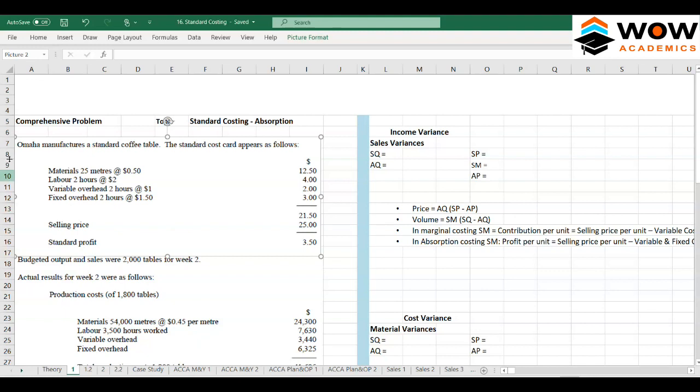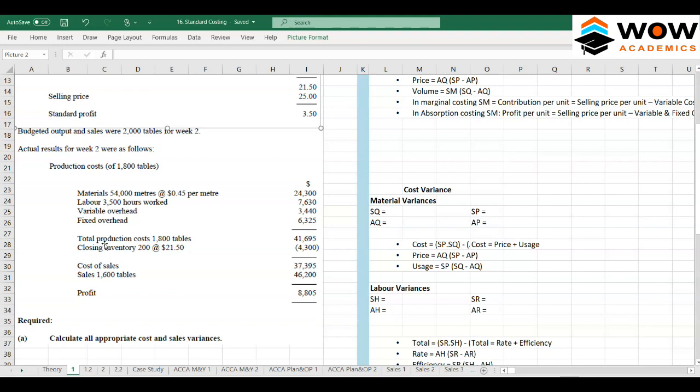So if you see here, we'll read the question. Omaha manufactures a standard coffee table. The standard cost card appears as follows. Look here, the standard cost card means it's a standard cost. Material is 25 meters at $0.5. Labor is 2 hours at $2. Variable overhead 2 hours at $1. Fixed overhead 2 hours at $1. The selling price they have given, that's a standard selling price, and standard profit is also given. Every number is given hopefully. So thereafter, budgeted output and sales were 2000 tables for week 2. So we are doing the sum only for a single week.